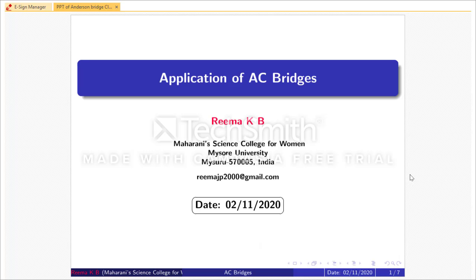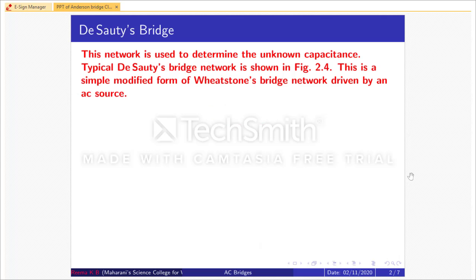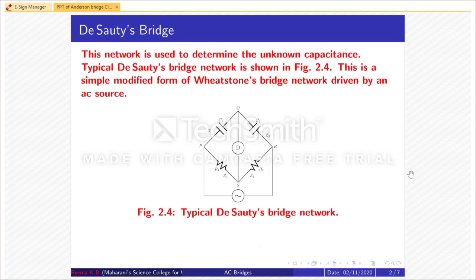Application of AC bridges. Let's discuss de Sauty's bridge. This network is used to determine the unknown capacitance. Typical de Sauty's bridge network is shown in figure 2.4. This is a simple modified form of Wheatstone's bridge network driven by an AC source.